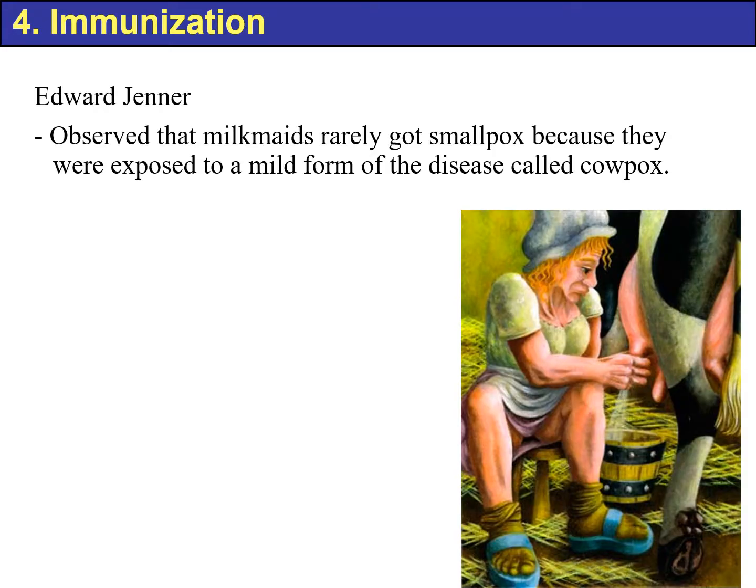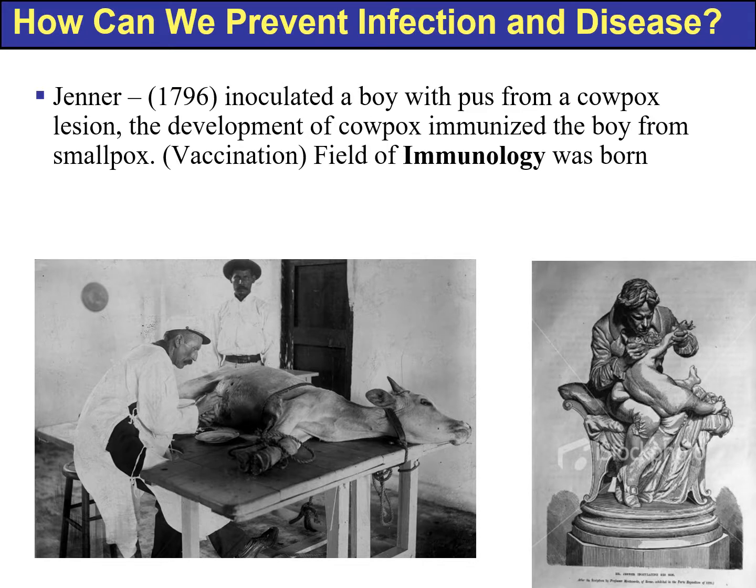Edward Jenner also looked at how to prevent diseases. He observed that milkmaids rarely got smallpox because they were exposed to a mild form of it called cowpox. He subsequently inoculated a boy in 1796 with pus from a cowpox lesion. The boy developed an immunity to that strain and therefore did not get smallpox. This catapulted science into the field of immunology and the study of vaccinations.